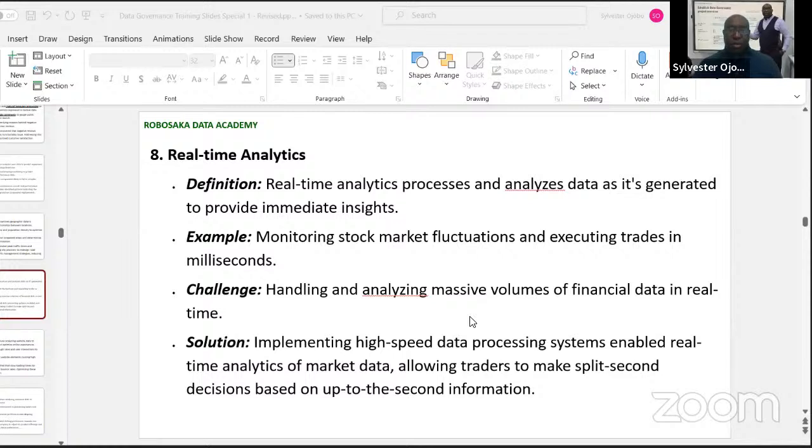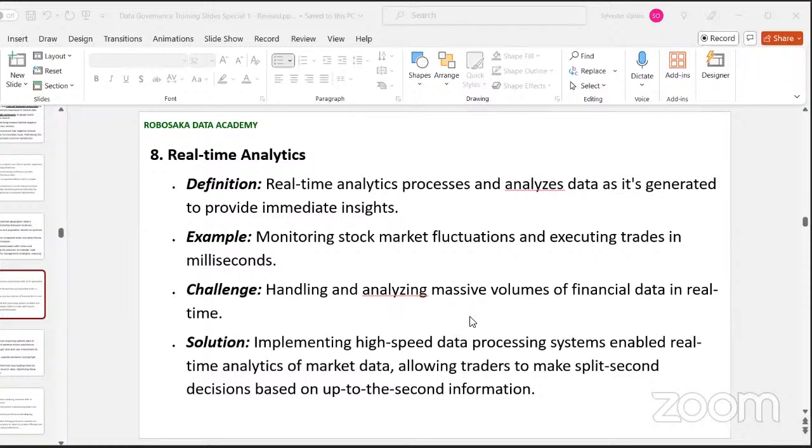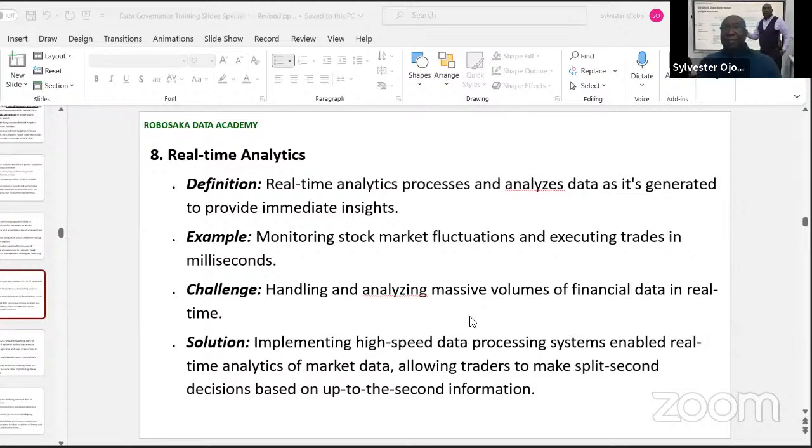So you have to implement a high-speed data processing system, enable real-time analytics of market data, allowing traders to make split-second decisions based on up-to-the-second information. Because if you have a system that is buffering, maybe the sale has passed, the gain has passed, and you will not be able to operate.